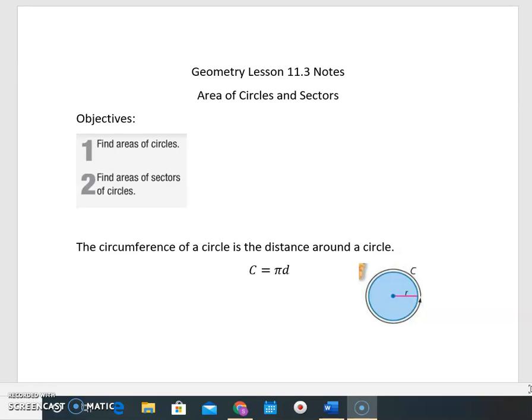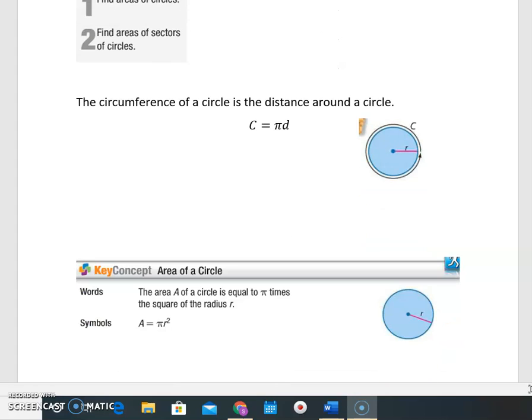We are going to do 11.3, areas of circles and sectors. So the first thing we're going to do is find the area of a circle, and then we're going to find the area of sectors of a circle. We've talked a little bit about circles already.